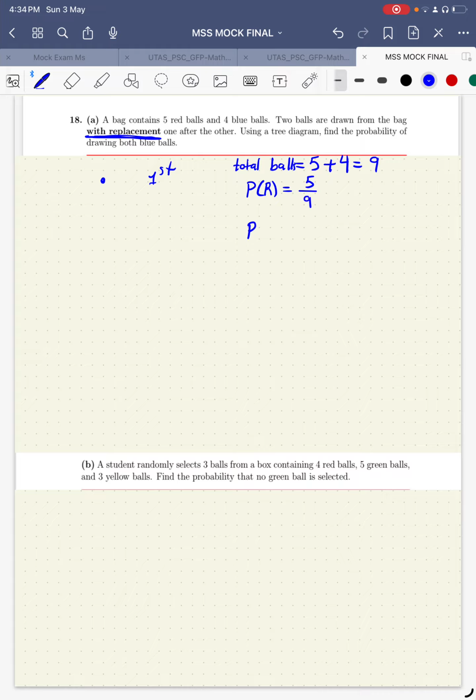And the probability of blue is going to be what? How many blue do I have? 4. So it will be 4 divided by 9. So now I found the most important thing here, the probabilities.